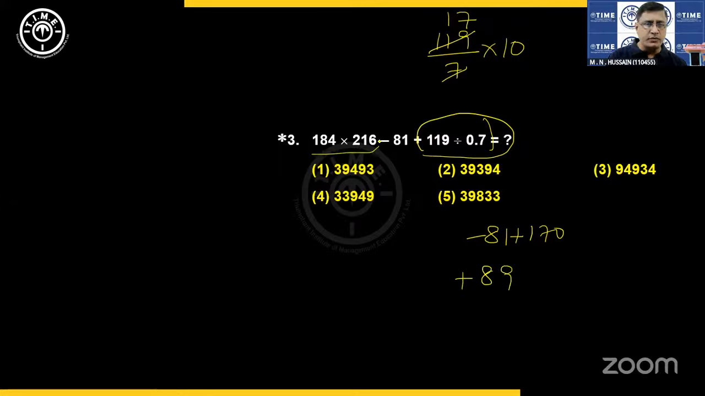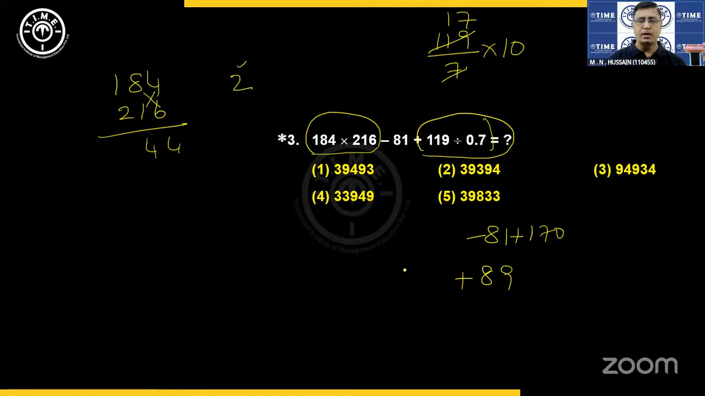Now, how much is the product of these two numbers, my dear students, 184 and 216? 6 into 4, 24, 2 carry forward. 8 into 6, 48 plus 2, 50, plus 4, 54. 54 plus 89. By adding these two, we get 33 in the last two digits. The last two digits are 33, which means if you observe the options, only one option is satisfying that. What is the right choice? Option number 5. The fifth choice is the right answer. Am I clear?